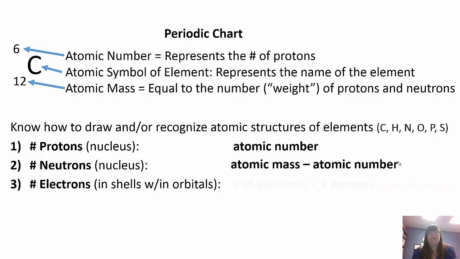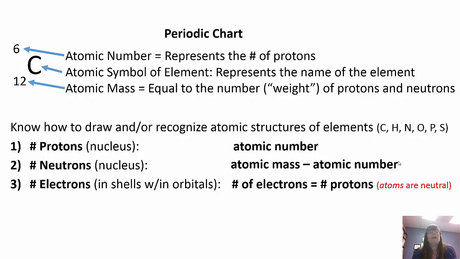So, number of protons in the nucleus is the atomic number. The number of neutrons in the nucleus is the atomic mass minus the atomic number. The number of electrons is equal to the number of protons. Atoms in the periodic table are all neutral, which means they do not have a charge. So the number of protons has to equal the number of electrons.